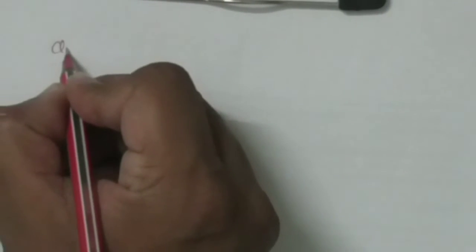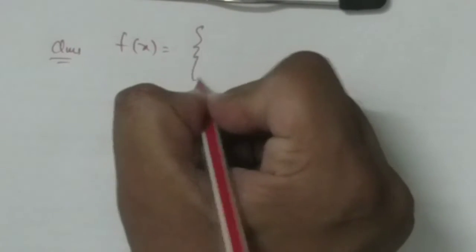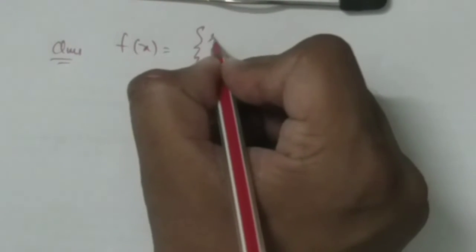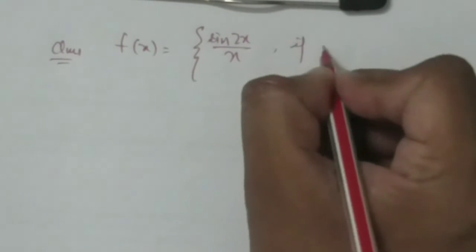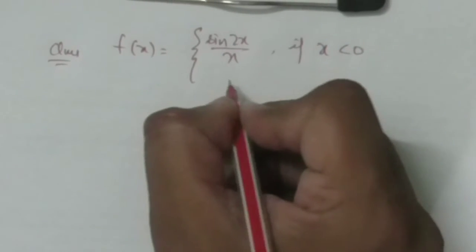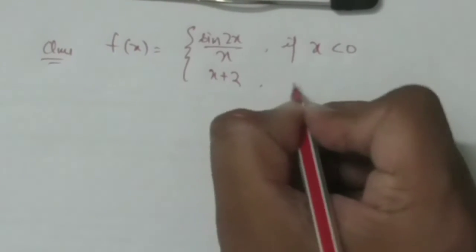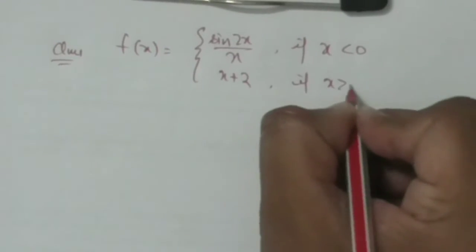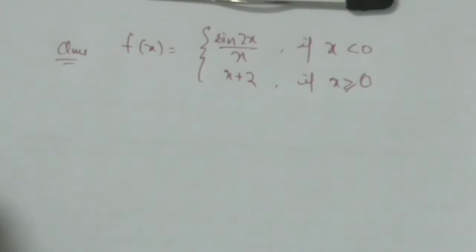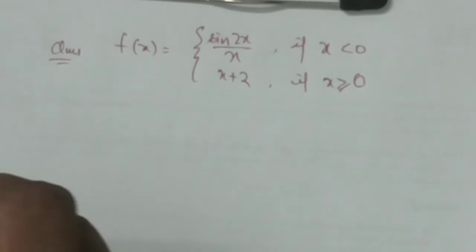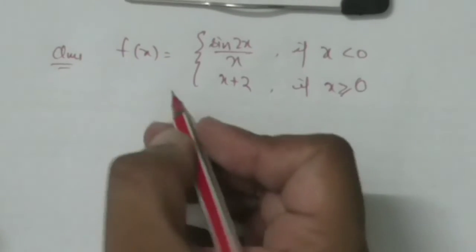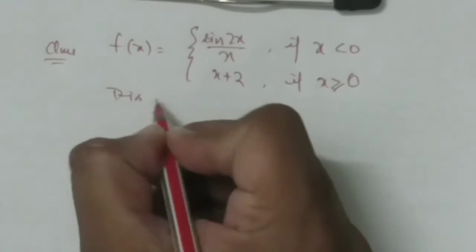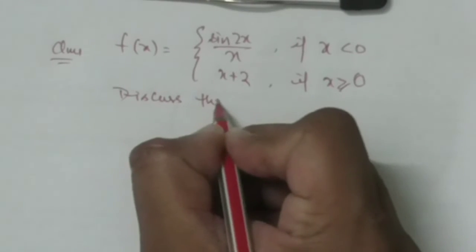The next question is, this function f(x) is given to us: sine 2x upon x when x is less than 0, and x plus 2 if x is greater than or equal to 0, right? Now we have to discuss the continuity of this function.